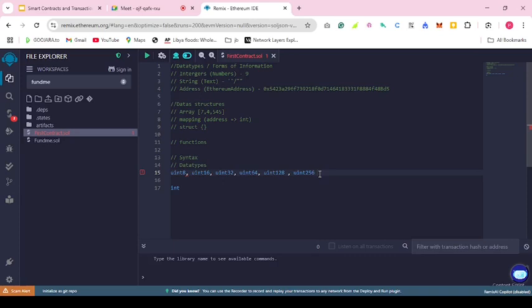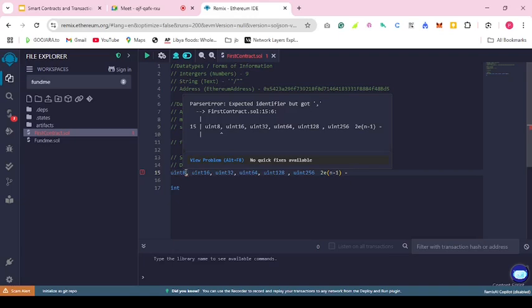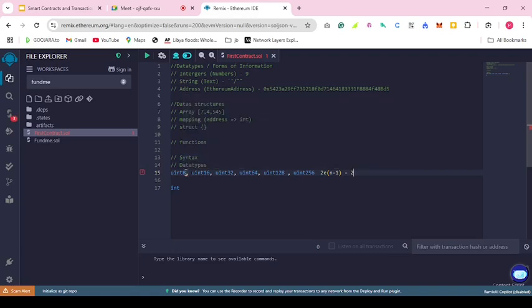So for you to know the range that a particular integer or unsigned integer stores, you use the operation. It's actually just a formula. It's actually 2 to the power n minus 1. So think about it. If I have a uint8, the range of numbers that a uint8 can store is 2 to the power 8 minus 1 on the upper end.